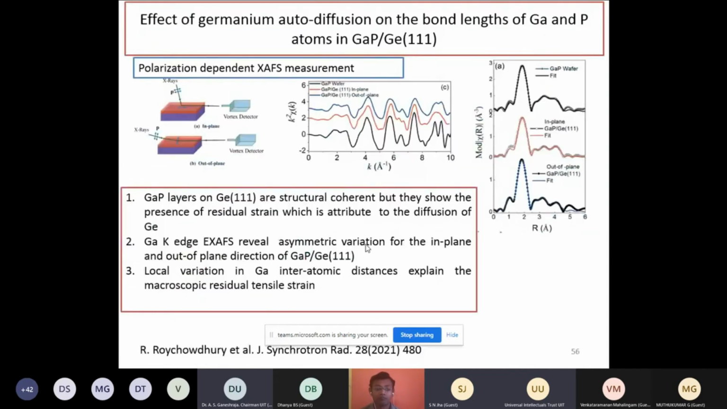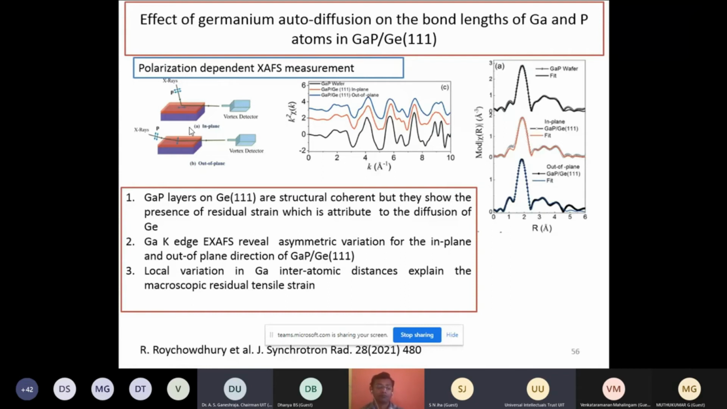Now, this is another unique example where the synchrotron properties, that is the polarization properties of synchrotron, have been used to demonstrate the effect of germanium autodiffusion on the bond lengths of gallium and phosphorus atoms in this thin film, that is gallium phosphide on germanium. And you can see there are two geometries. In one geometry, as you know, this synchrotron light is linearly polarized in the plane of the electron orbit.